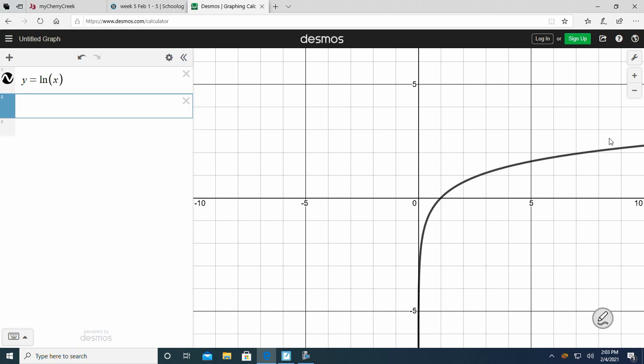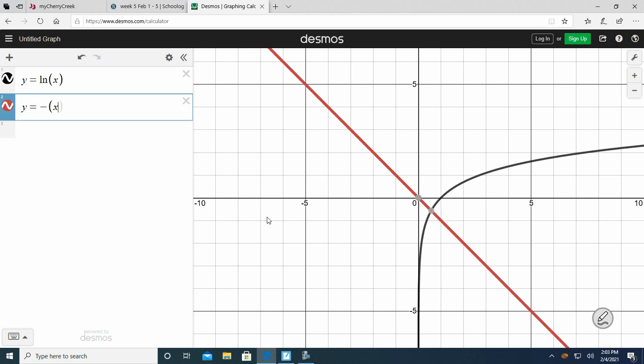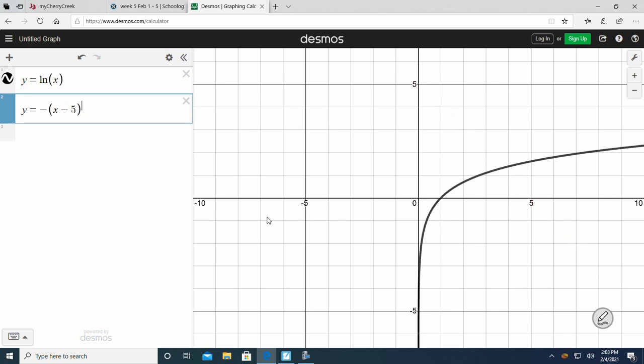Okay, natural log of x kind of looks like that. Natural log of x basically has the y-axis as an asymptote. And then I'm going to graph my other one. I'm going to get y equals negative (x minus 5) raised to the second power plus 4. Okay? So we want to do the intersection.